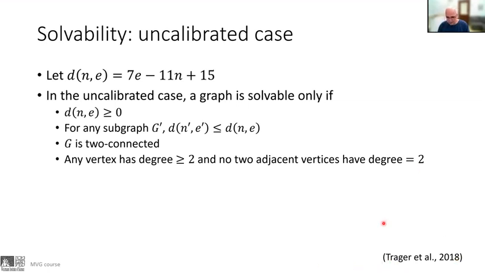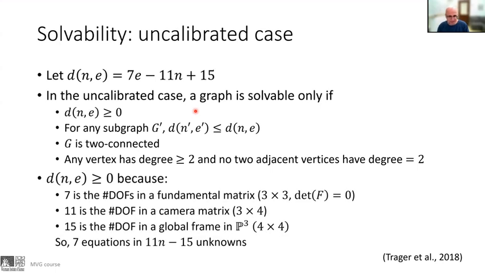In the paper that investigated this, they didn't have an if and only if statement, so I had to take this from several theorems. But anyway, these are more or less all the conditions for a graph to be solvable in the projective, uncalibrated case. Now, let's explain why we need D of n, e to be greater or equal 0. Where is it coming from?